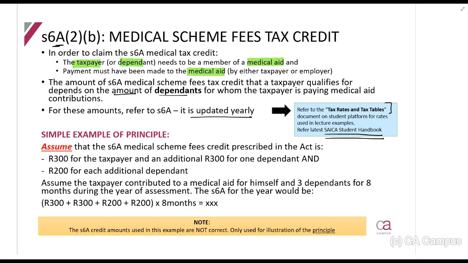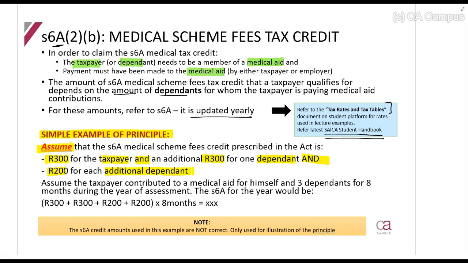So, guys, make sure you hear carefully what I'm saying here. These are not the correct amounts. This is just a simple example of the principle of how this works. You must refer to your Psycho Student Handbook and all the tax tables that will be provided to you in the exams and tests for whatever rates to use. Okay. So, I'm saying to you, assume, just for the purpose of this example, that the Tax Act says section 6A is 300 rands per month for the taxpayer and an additional 300 rands a month for one dependent. And it is 200 rands then for each additional dependent.